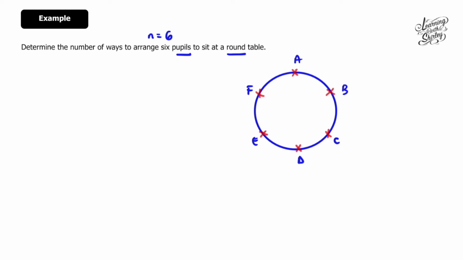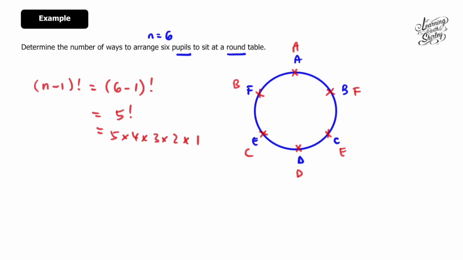Let's say if I want to change to other ways, like let's say A is here, then B, C, D, E, F. It can be anti-clockwise or clockwise, or it can be anywhere. So the answer is (n minus 1) whole thing factorial. The n is 6, so it will be 6 minus 1 whole thing factorial, which is 5 factorial. And 5 factorial is 5 times 4 times 3 times 2 times 1. You can also use the calculator to find 5 factorial. And the answer is 120 ways. That's the answer.